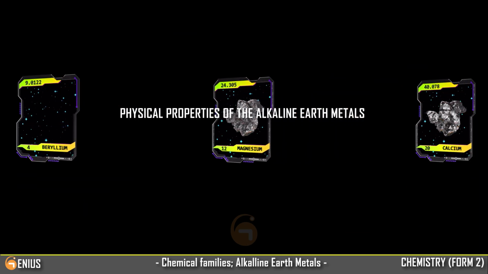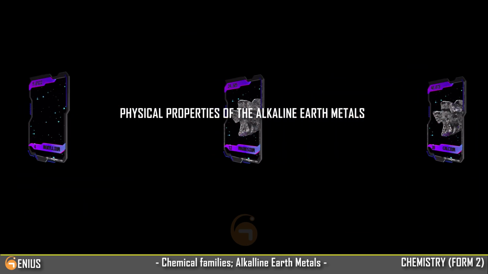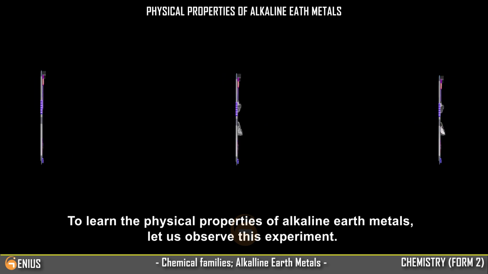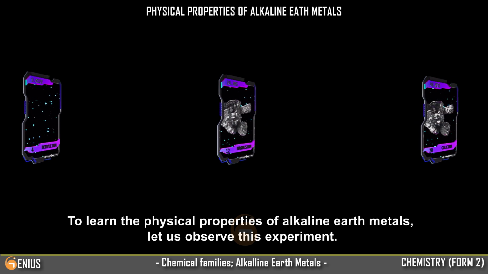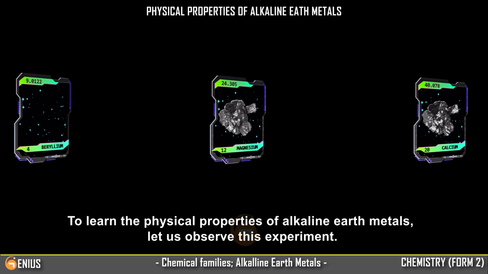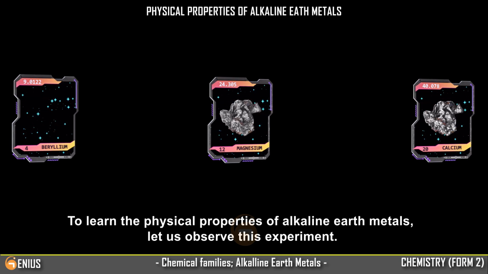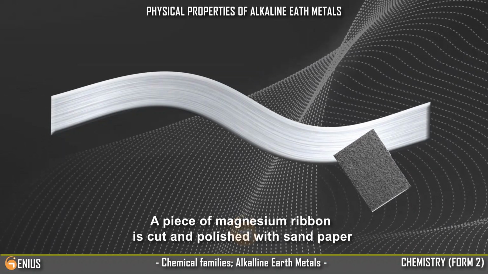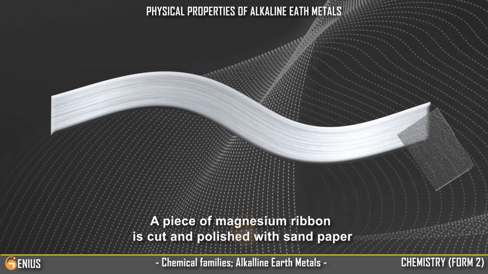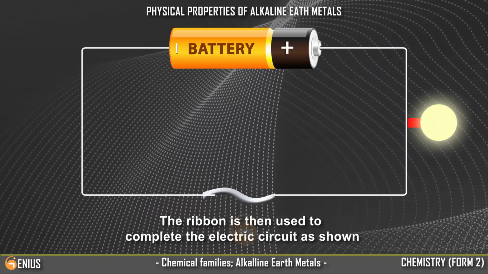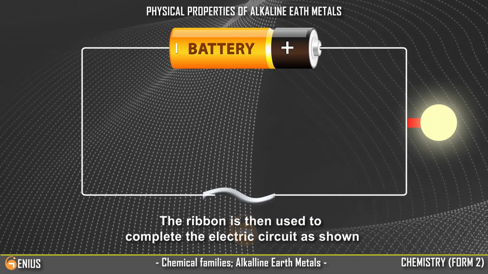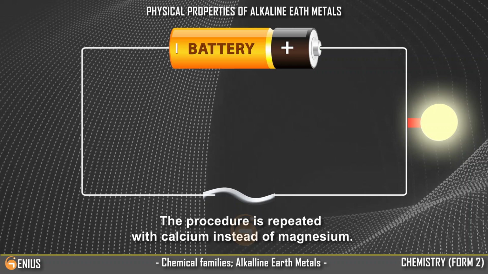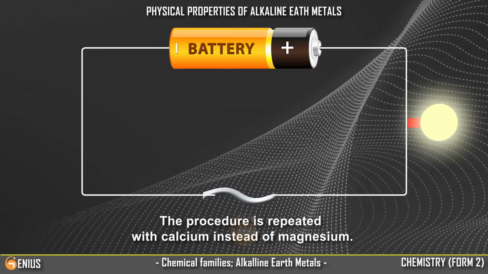Physical properties of the alkaline earth metals. To learn the physical properties of alkaline earth metals, let us observe this experiment. A piece of magnesium ribbon is cut and polished with sandpaper. The ribbon is then used to complete the electric circuit as shown. The procedure is repeated with calcium instead of magnesium.